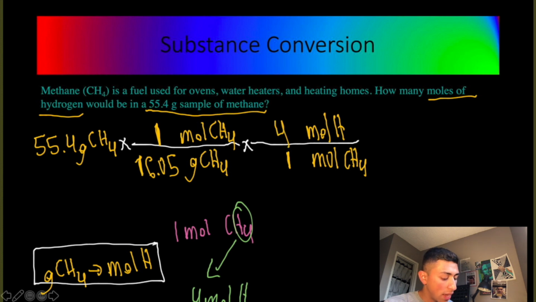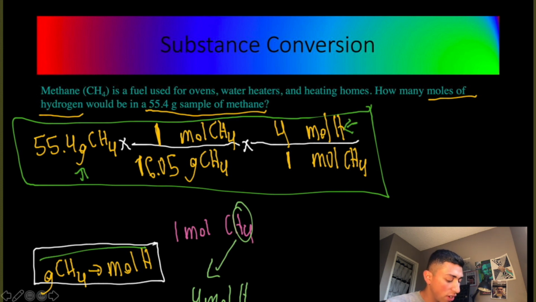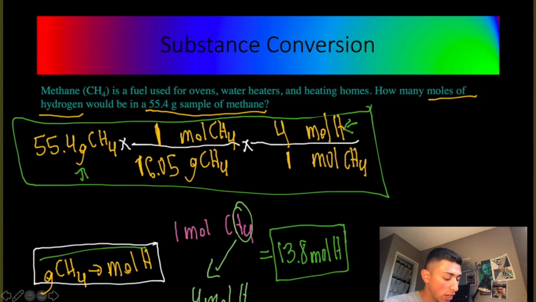And now we wrote out the entire setup correctly, because we start with grams of methane and we finish with moles of hydrogen, which is what we had to do. Now just go ahead and calculate this problem in your calculator, and your answer should be around 13.8 moles of hydrogen. This is your final answer. And so this is how we do this problem.